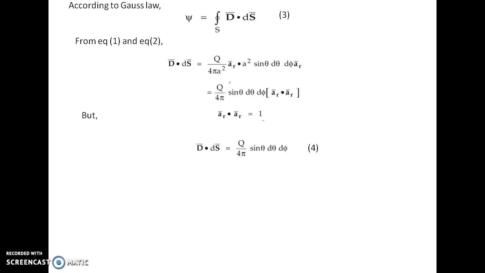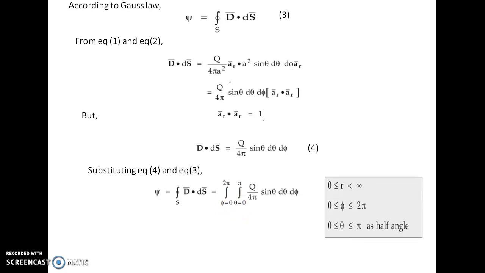Now substituting equation 4 in equation 3, you will get psi equal to the surface integration of Q by 4 pi sine theta d phi. Here the limits are: phi varies from 0 to 2 pi and theta varies from 0 to pi, because in the spherical coordinate system these are the limits. So r varies from 0 to infinity, phi varies from 0 to 2 pi, and theta varies from 0 to pi, because it is a half angle.